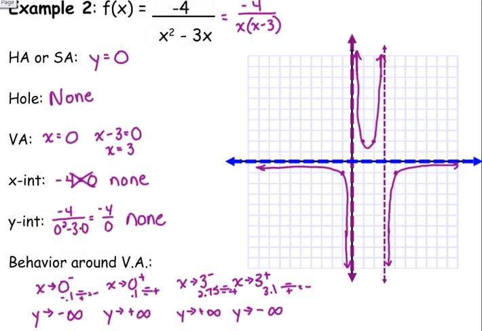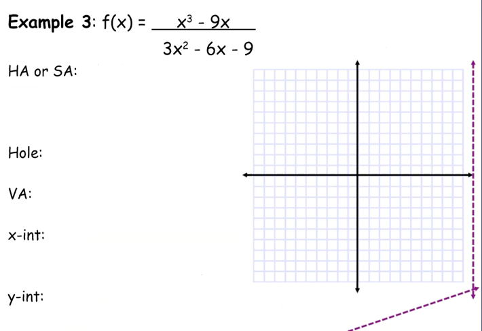Okay, one more example. We'll do one with a slant asymptote, and then we will practice later. Example number 3, x cubed minus 9x over 3x squared minus 6x minus 9. The degree of the numerator is exactly 1 degree greater than the denominator, so this is the case where we have a slant asymptote. To find our slant asymptote, we have to use long division.